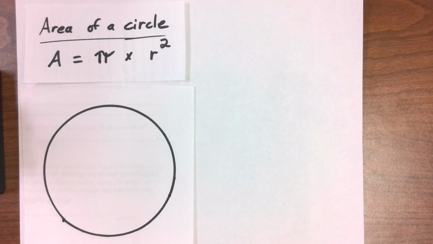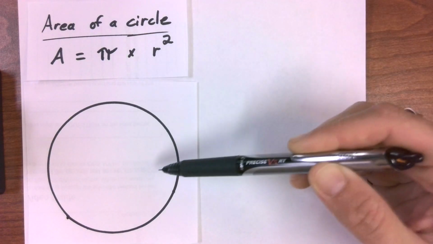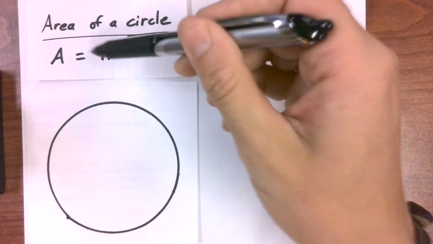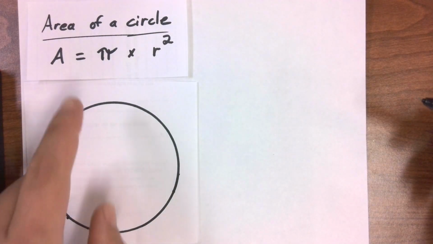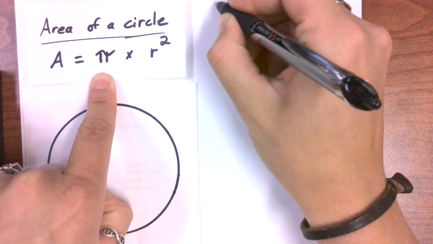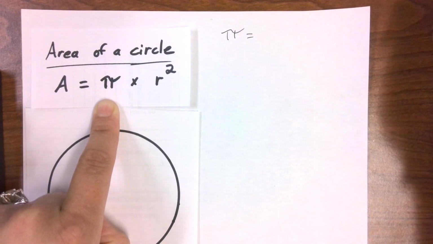Hey everybody, I want to talk to you about how you would use this formula here to find the area of a circle like this one. So first of all, let's talk about a couple pieces of this formula here. So area equals pi. Hopefully we know that that little symbol is pi.